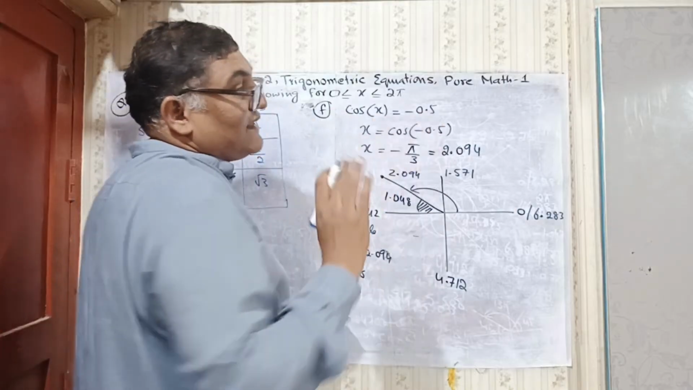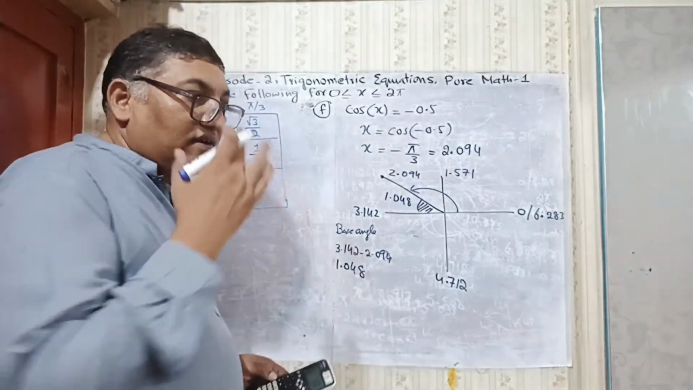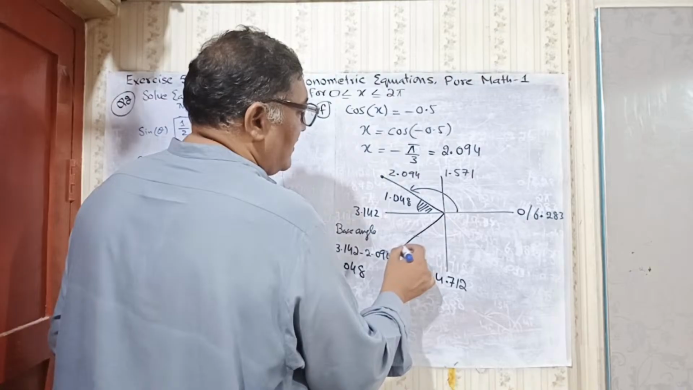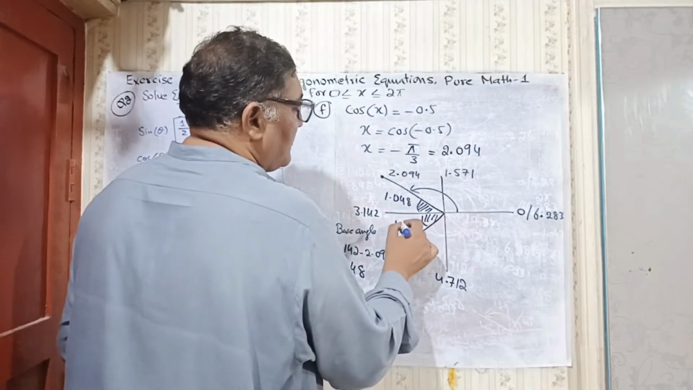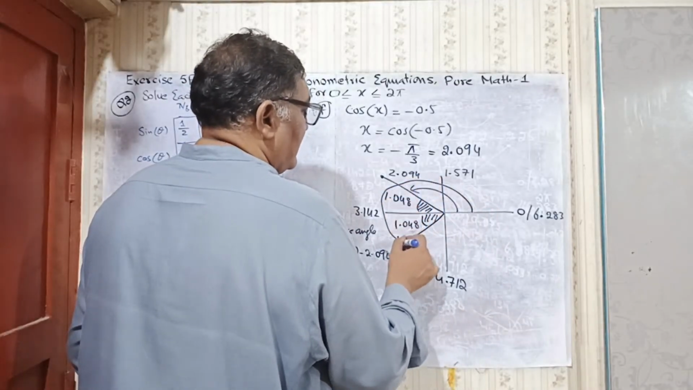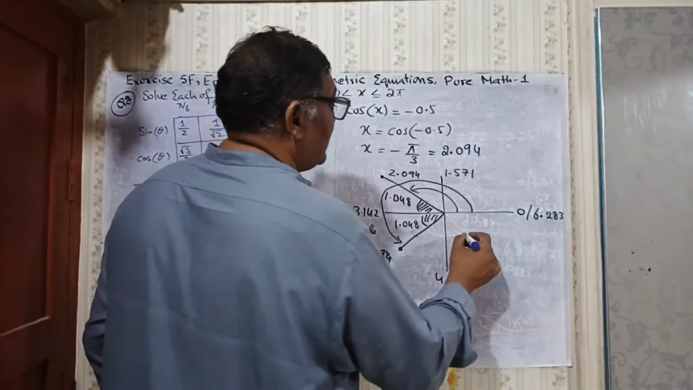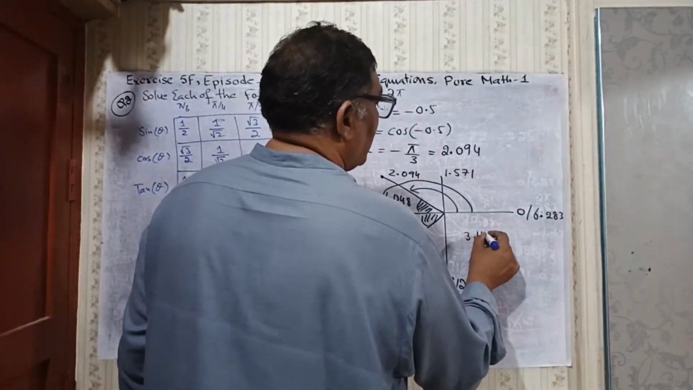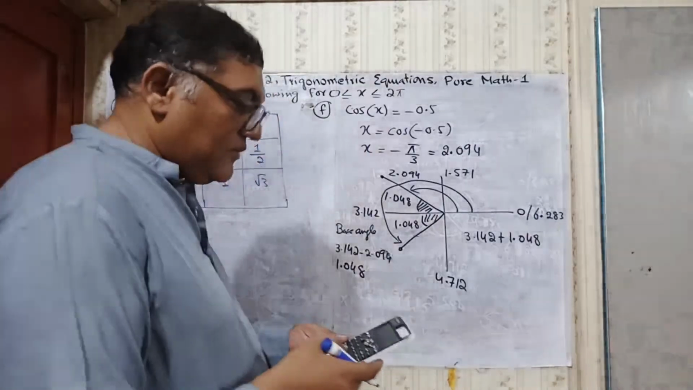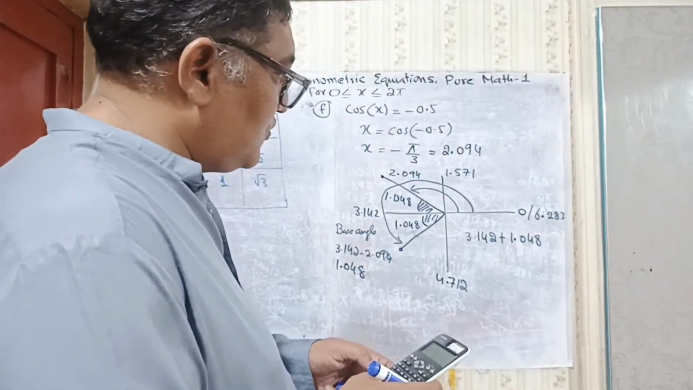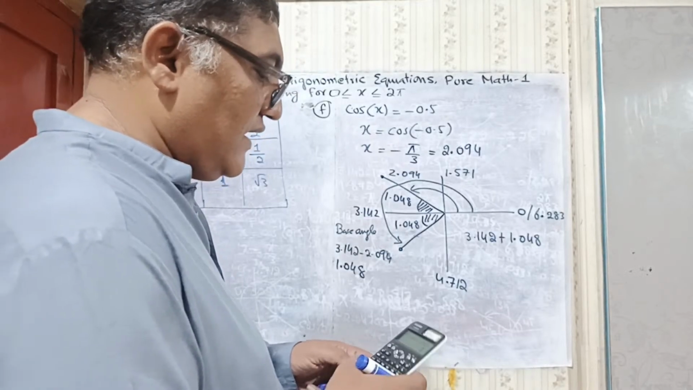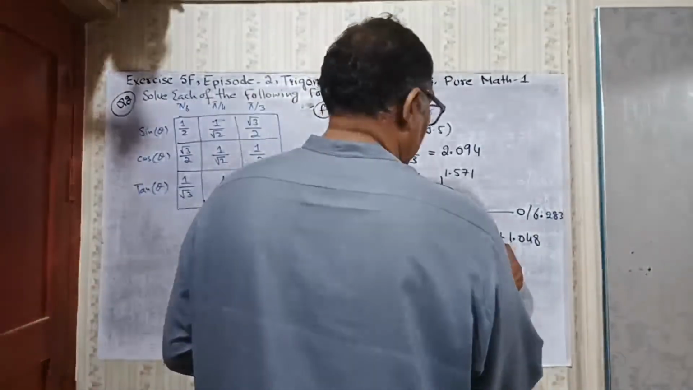You know cos is negative in two places, in the second quadrant and in the third quadrant. So the same base angle I will draw here. This base angle will also be 1.048. But now the question is, how much is this angle? This angle will be 3.142 plus the base angle, which is 1.048. So let me add them: 3.142 plus 1.048 equals 4.19.